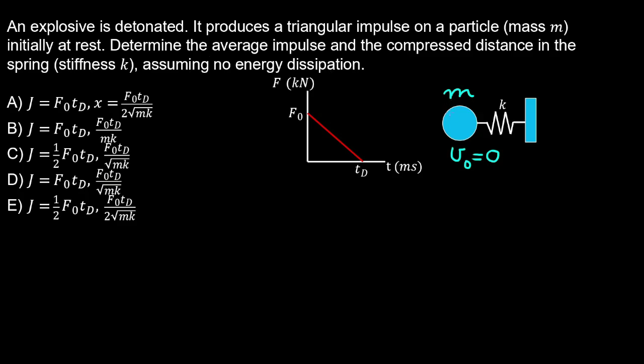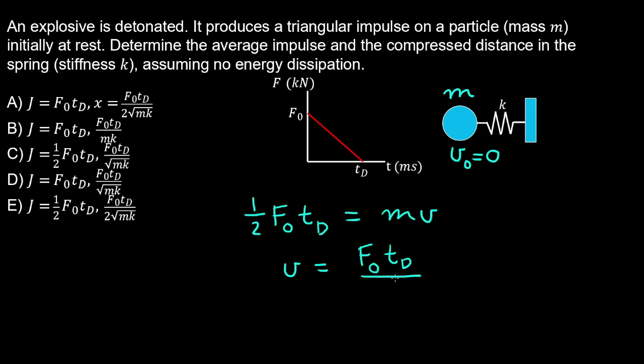So by the impulse momentum theorem, we have the area under this curve is 1/2 by F0, being the initial force, by the duration of the impulse, is equal to the change in momentum of the particle, which is the mass by the velocity, given the initial velocity is 0. So from this, we obtain V is F0 by the duration on 2m.